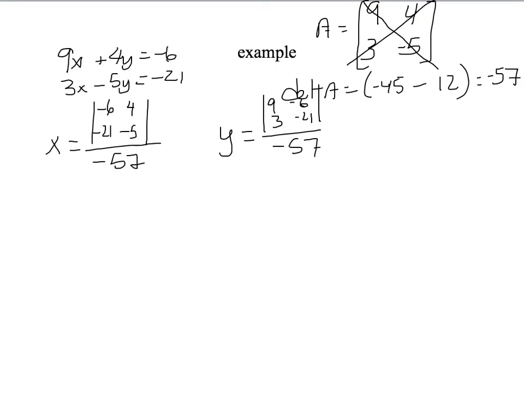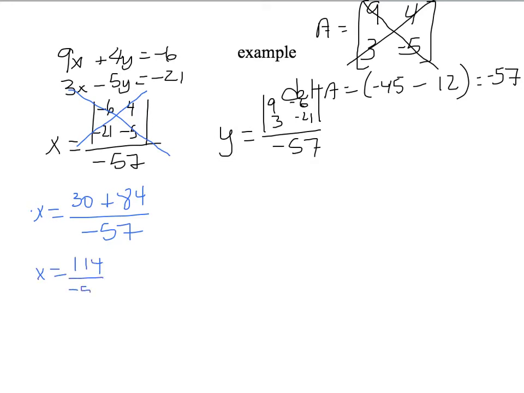Okay, let's go with x first. So x is negative 6 times negative 5, which is 30. So x equals 30 minus negative 21 times 4, which is negative 84. So subtracting a negative is adding. So it's plus 84 over negative 57. So 30 plus 84 is 114 over negative 57, and that gives me an answer of negative 2.